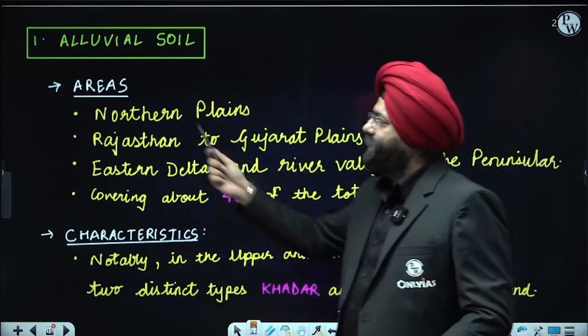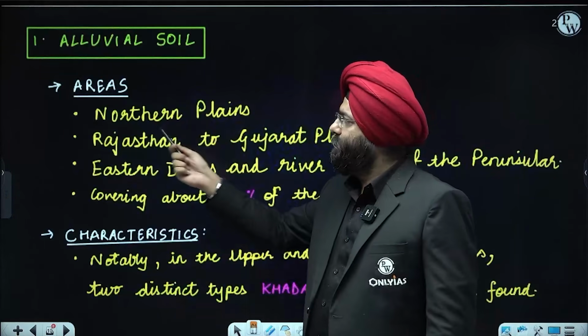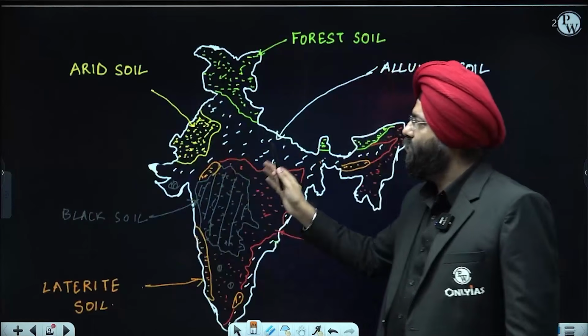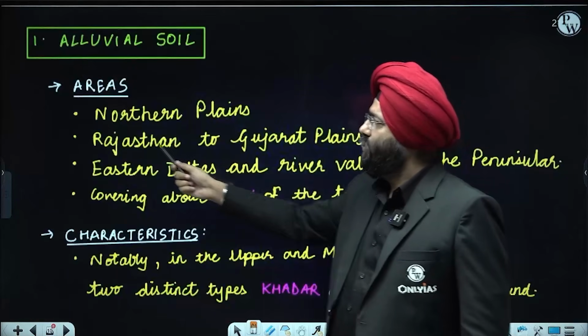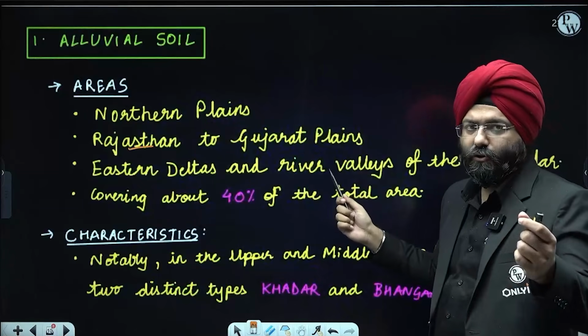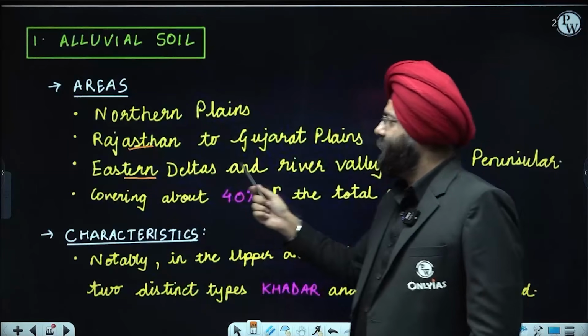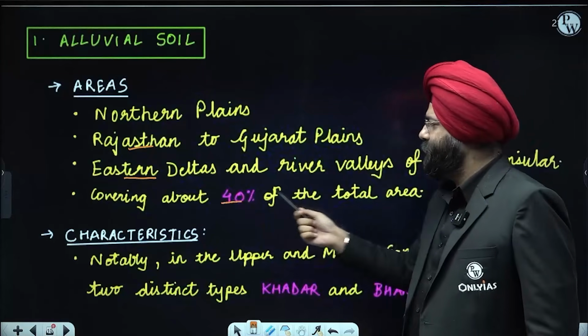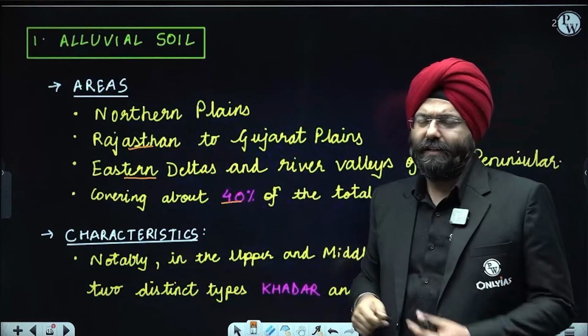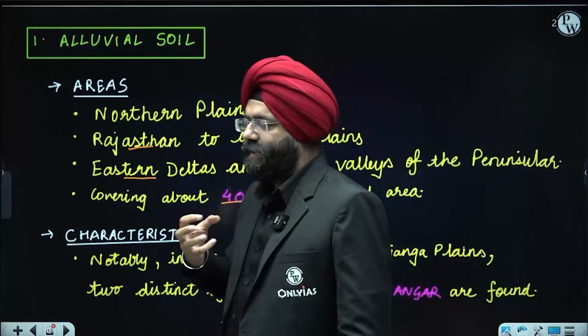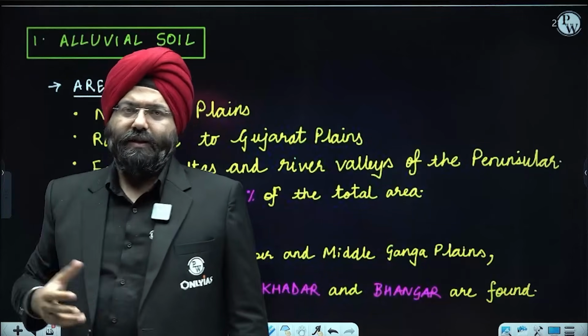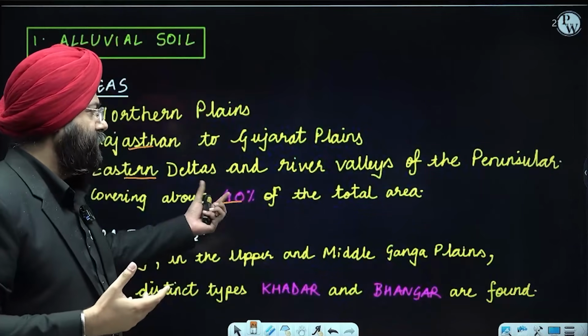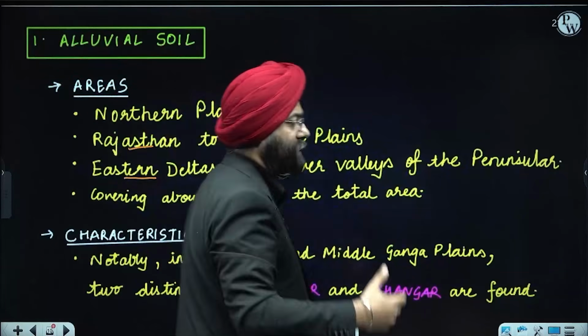Areas which utilize: the northern plains. Now, the northern plains, remember, are over here. You have already seen this northern plain region. You have seen the Rajasthan part to the Gujarat plains also, the eastern deltas and river valleys of the peninsular, and it covers about 40% of the total area. That is why I said it is the soil which covers the maximum area in India. This can be asked in your paper. Automatically, since it covers 40%, it is the maximum area in comparison to the other soils.